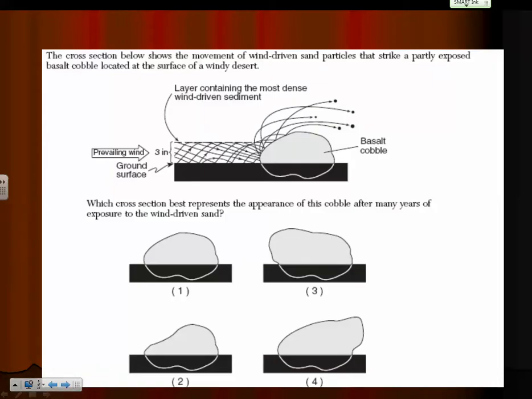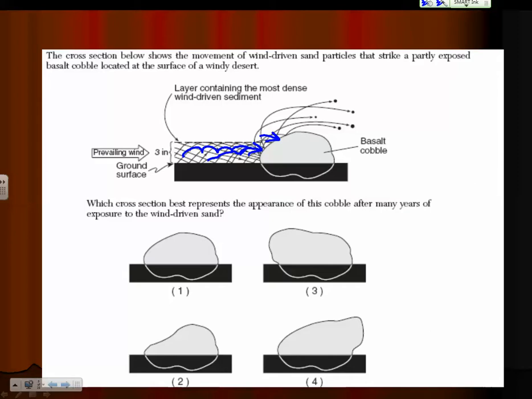The cross-section below shows the movement of wind-driven sand particles that strike a partly exposed basalt cobble located at the surface of a windy desert. And so you can see the sand grains are bouncing and sliding along here. They're saltating, and they bang into this rock. They abrade this rock. And over time, what's going to happen to the basalt cobble?